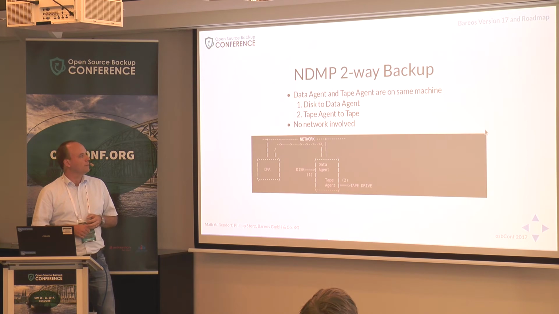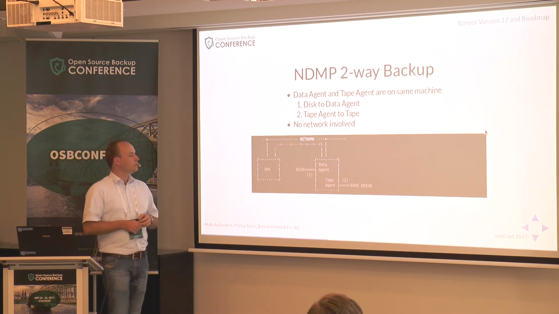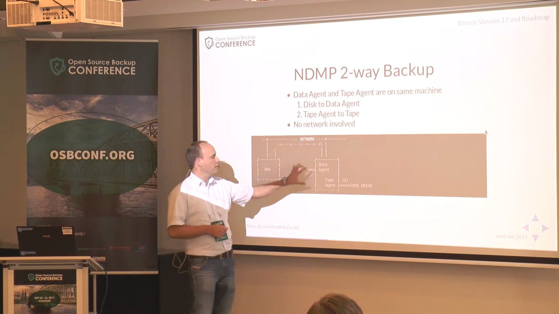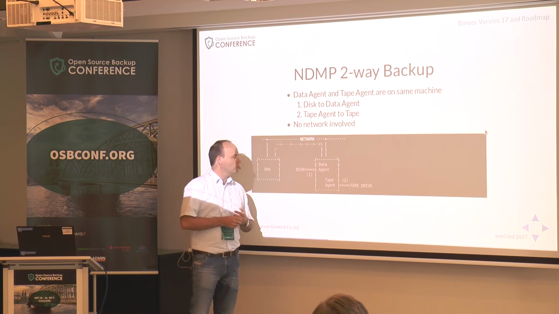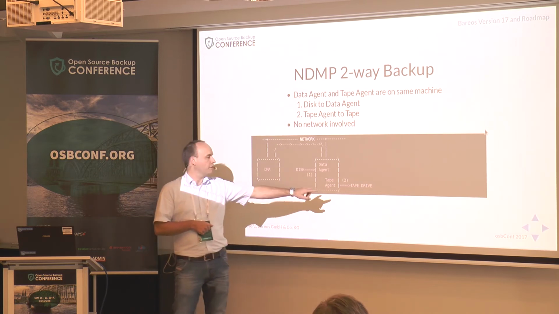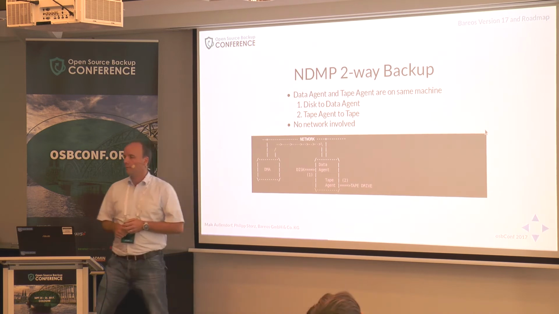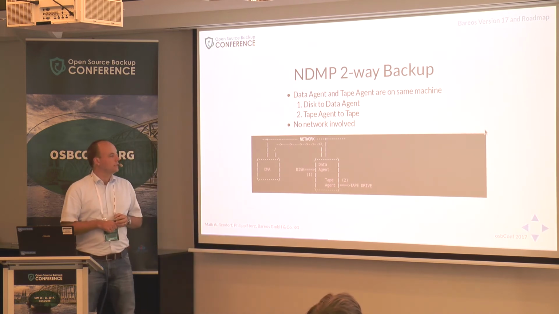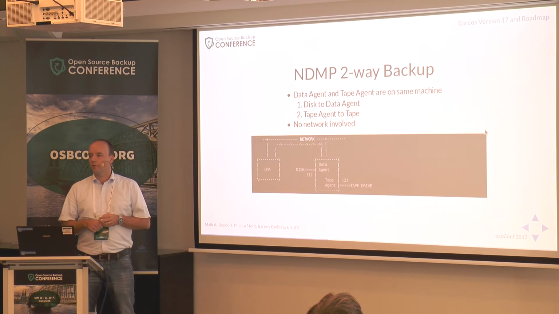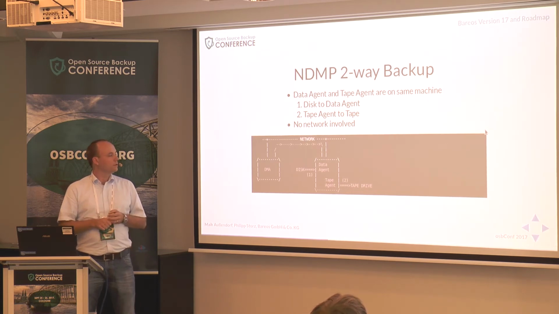The NDMP two-way backup means that you do not send the data over the network, but you have the disks directly attached to your storage system. That's usual, but you can also directly attach the tape drive to your storage system. That usually makes it much, much faster, because the data does not have to be sent over the network, but can directly be moved from the disks to the tape without anything in between.